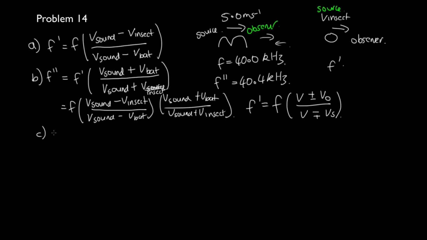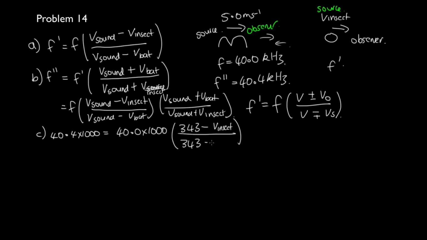F double dash, that's the frequency detected by the bat. So that's 40.4 times 1,000 hertz. F, that's the frequency transmitted by the bat. Now the velocity of sound, that's 343 minus the velocity of the insect over 343 minus, now the velocity of the bat is 5. And we've got 343 plus 5 over 343 plus the velocity of the insect.